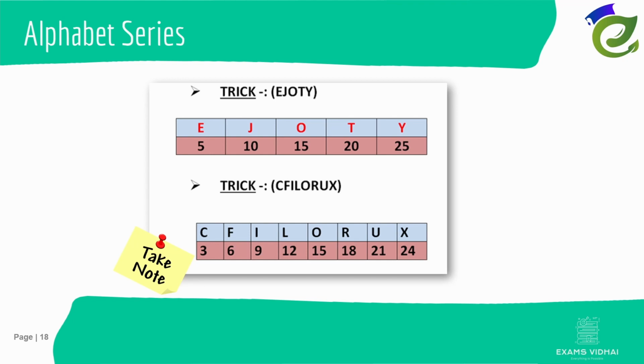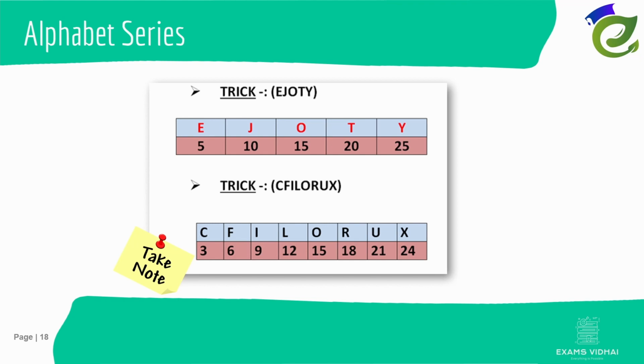Here I have got one trick for you. The trick is EJOTY. Here E denotes 5, J for 10, O for 15, T for 20 and Y for 25. So whenever we get some letters, we try to find which of these letters it is near to. Suppose we get I, which is near to J. J is number 10. So I must be number 9.